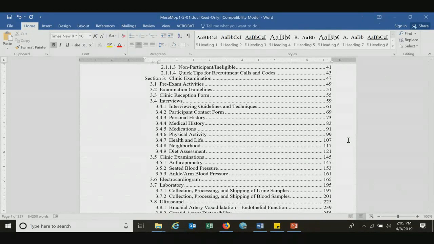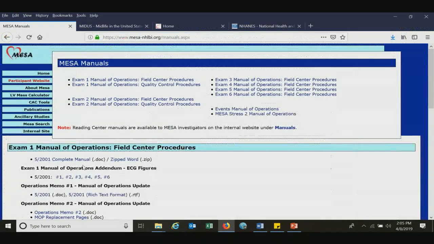Sorry, where did you find the table of contents on that website? Oh, I just downloaded the complete manual up at the top. Yeah. Sorry about that.